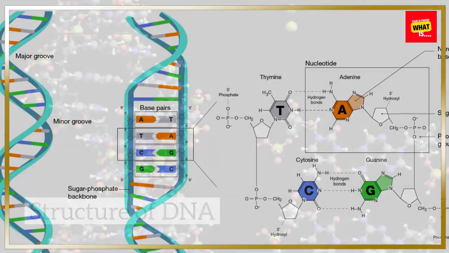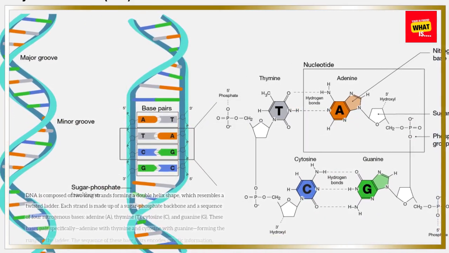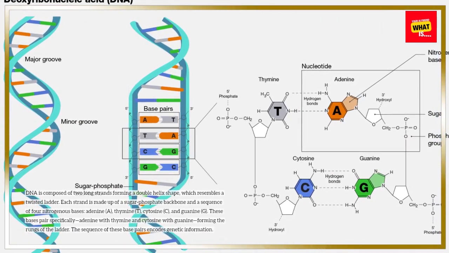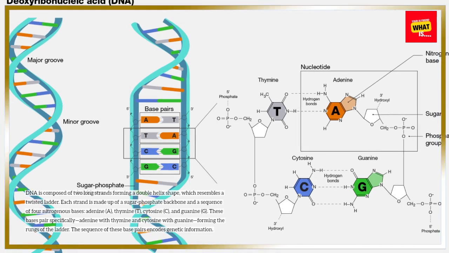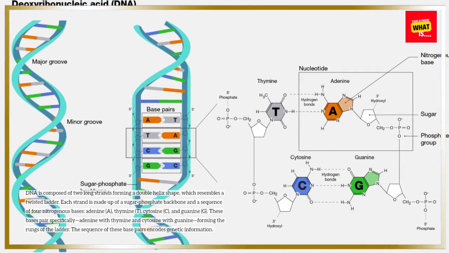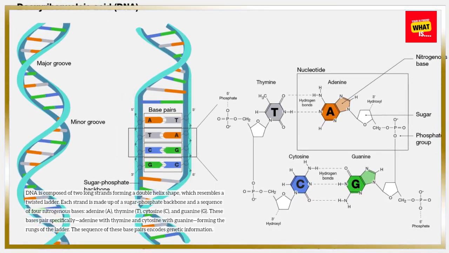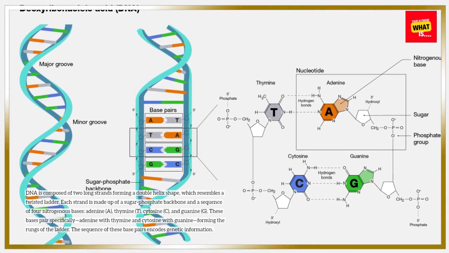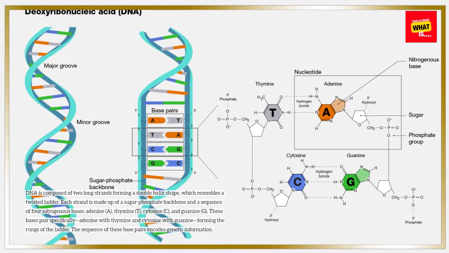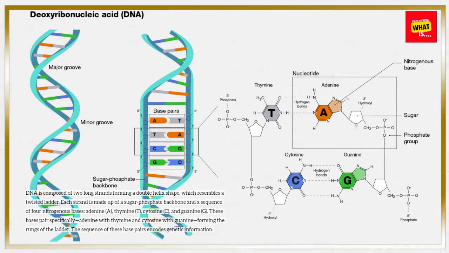Structure of DNA. DNA is composed of two long strands forming a double helix shape, which resembles a twisted ladder. Each strand is made up of a sugar-phosphate backbone and a sequence of 4 nitrogenous bases: adenine (A), thymine (T), cytosine (C), and guanine (G). These bases pair specifically, adenine with thymine and cytosine with guanine, forming the rungs of the ladder. The sequence of these base pairs encodes genetic information.